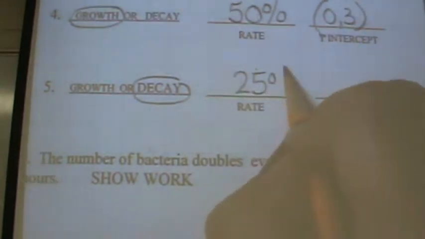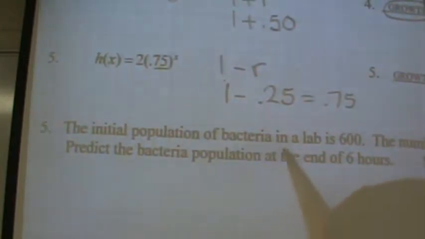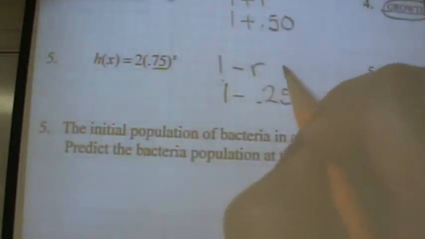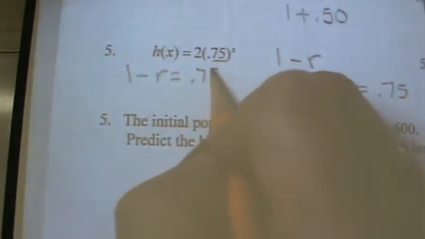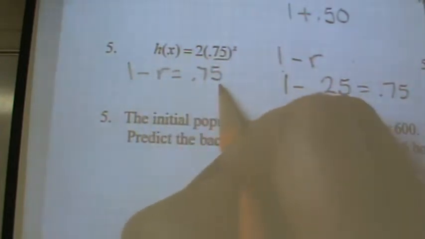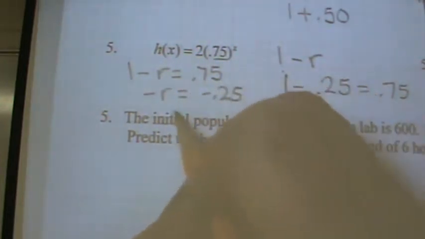Wait, I'm confused. Wouldn't you just subtract 1 from the 0.75? Yeah, you put 1 minus 0.75. So if you were to do 1 minus r equals 0.75, if you were to subtract that, you would get negative r equals negative 0.25.